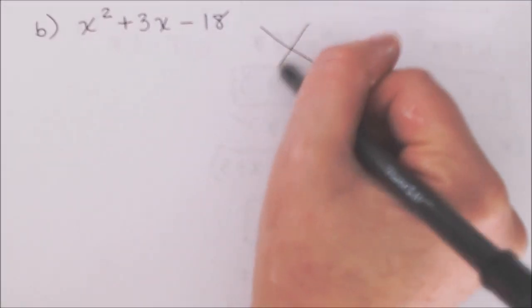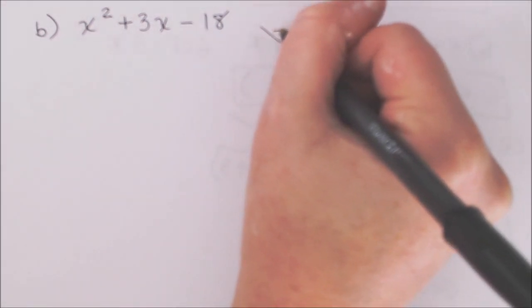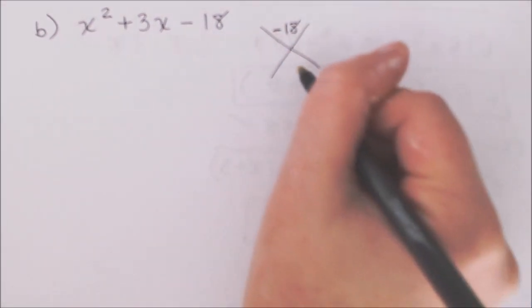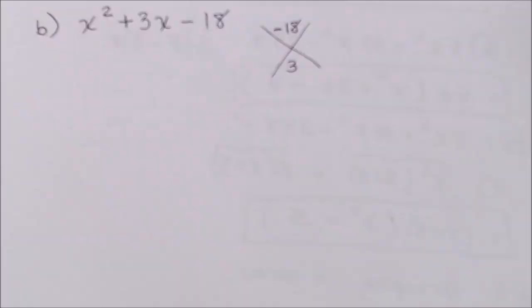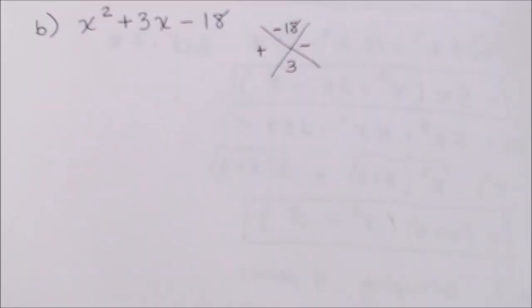I like to draw this little diamond just to keep my numbers organized. I'm looking for numbers that multiply to negative 18 this time, but add to positive 3. I think it's helpful if you think about the signs first. If I have to multiply to a negative, that means the signs have to be opposite, right? One of them positive, one of them negative. So I'm going to go ahead and put a plus sign here and a minus sign here to just remind myself that the signs have to be opposite.